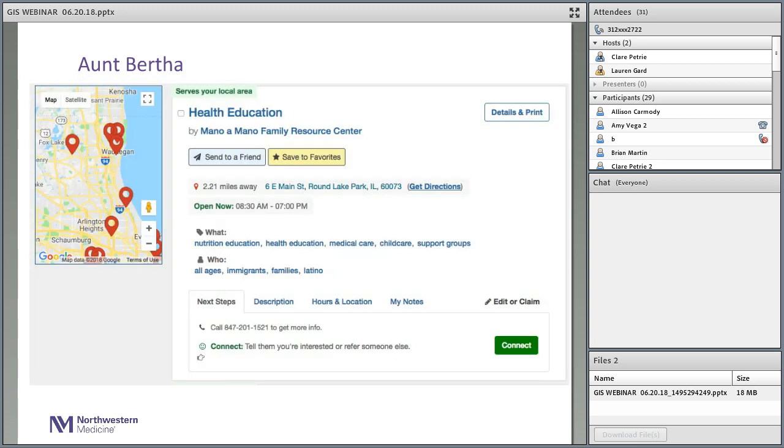And once you've done all of that, you'll get some more information. If you look in the bottom right of the screen, you'll see that connect button, so you can actually engage with the referral center. You can send them a message, say, I want more information, I'm interested in sending patients. You can give them a heads up that you're sending a patient their way. So you can do a lot with this particular GIS product.